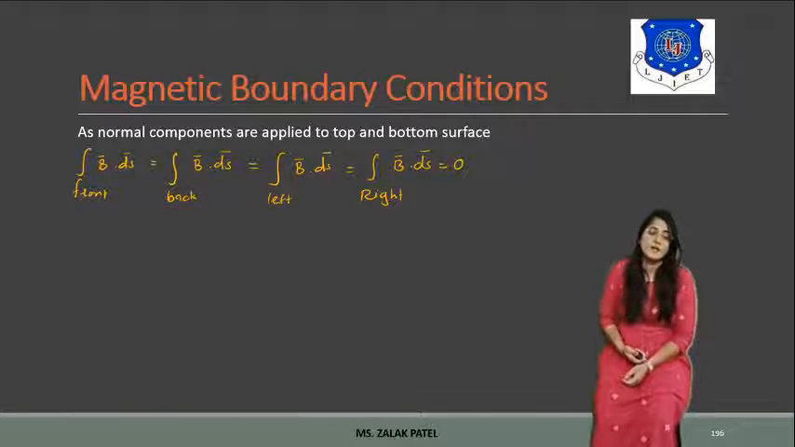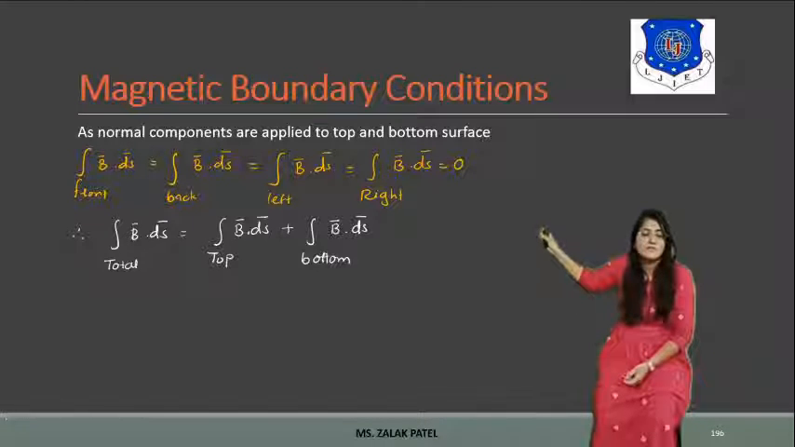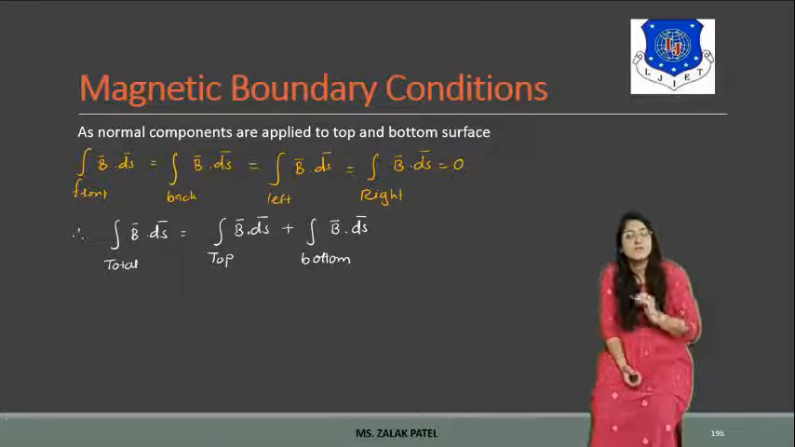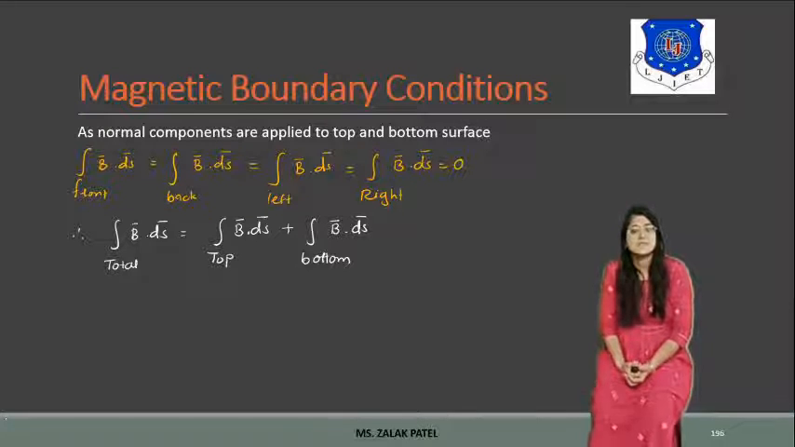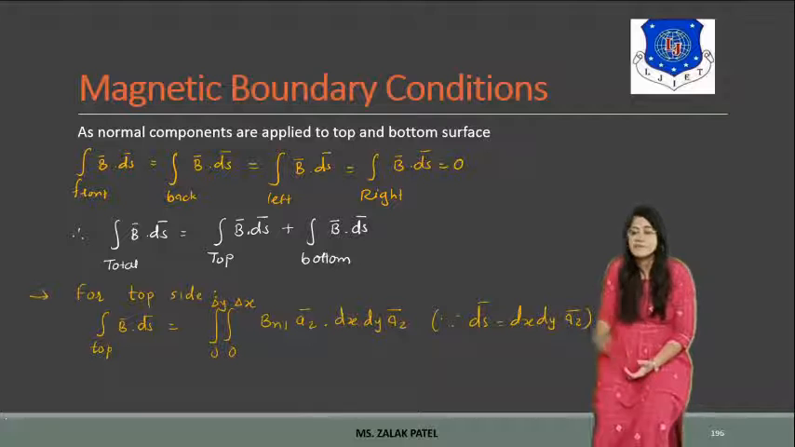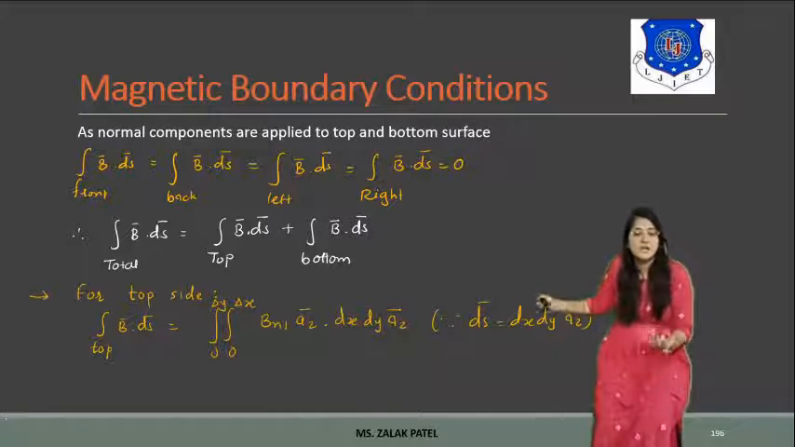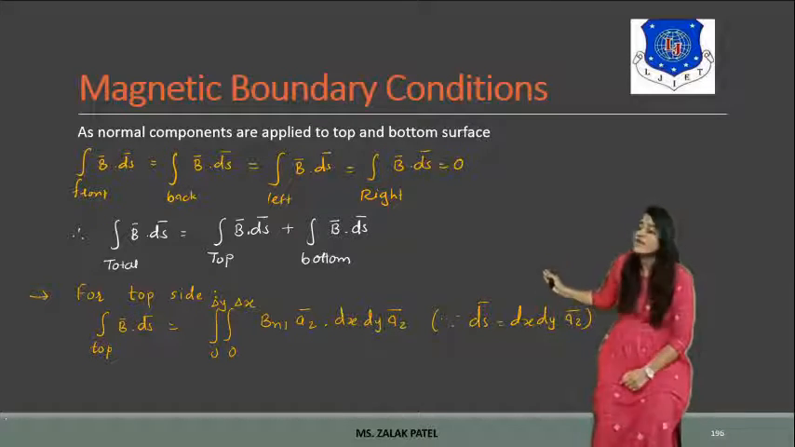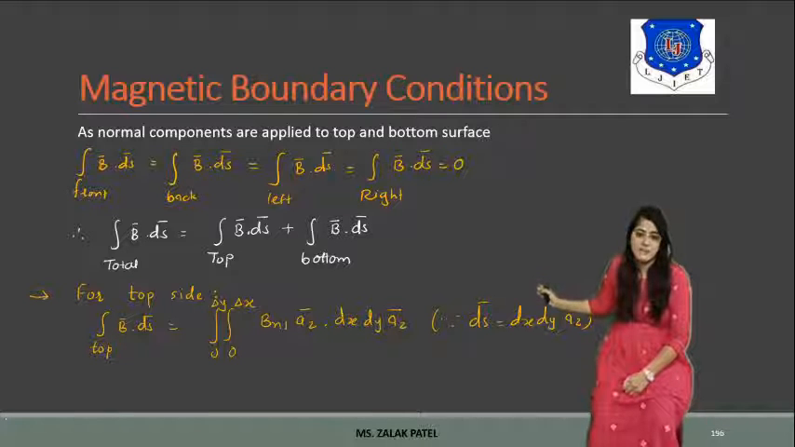Okay. Now the final equation for the total B·dS is the addition of top and bottom. Now if you remember, the top side will denote the positive z-axis and the bottom side will denote the negative z-axis. So obviously for the top side B·dS, the component that we applied on the figure is Bn1. So the direction is positive z, and that's why your direction is plus az bar.